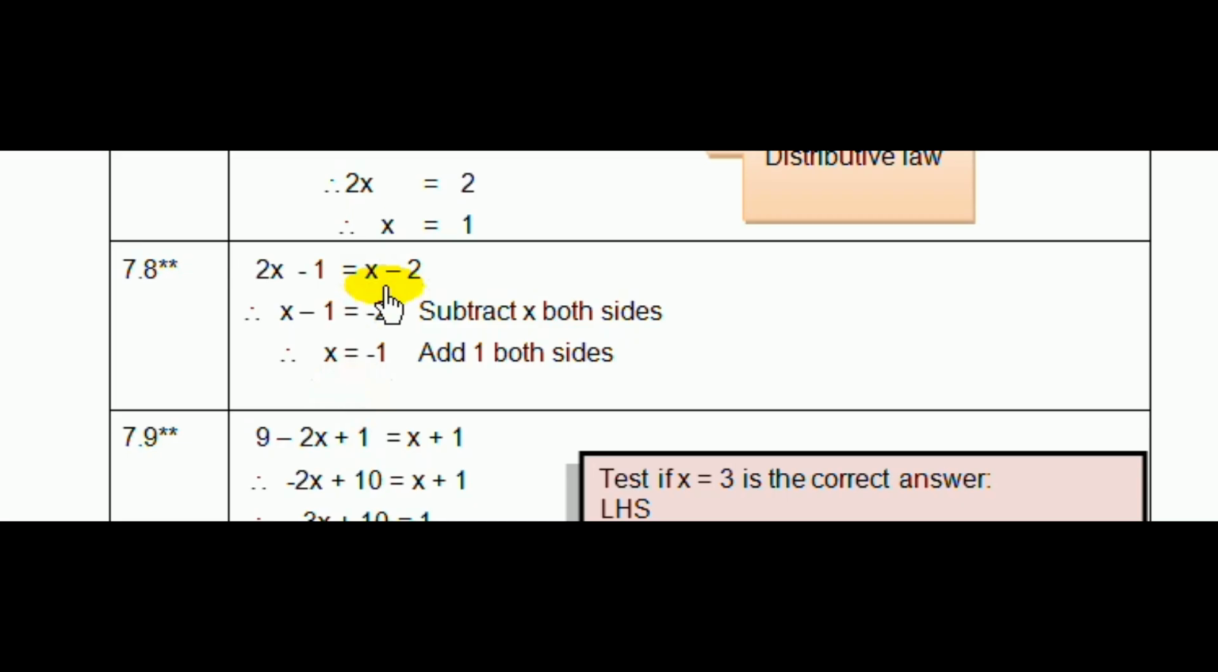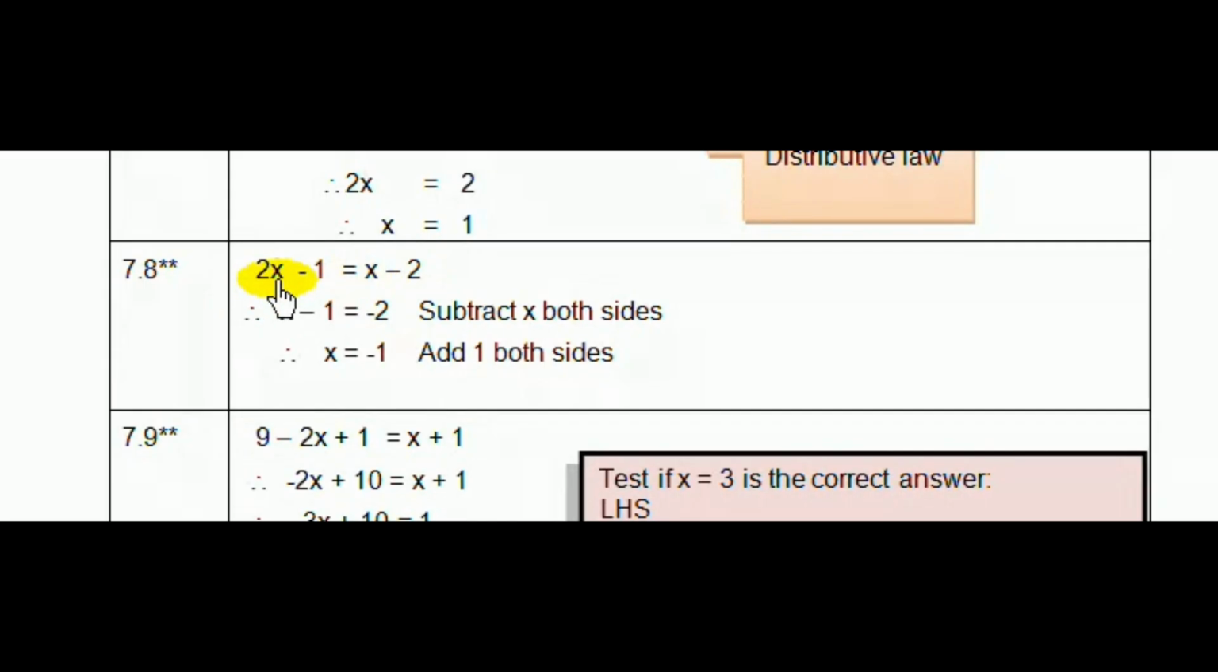So, as we've seen in 7.7, you have to simplify first. Now, if you have brackets, just get rid of them. If there's something on each side that can be added or subtracted, do that to simplify. But if it's already simplified, that left-hand side is as simple as it can get, and the right one as well. Now, the next step is to get all the x's together.